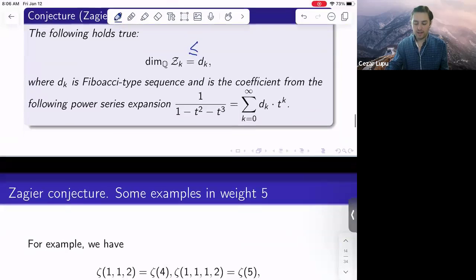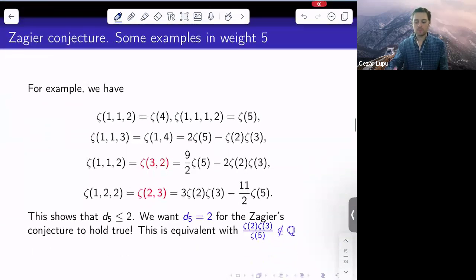So let's look at this Zagier conjecture in weight 5, because this will be very interesting. In weight 5, we have the following values. Triple zeta of 1, 1, 2 is zeta of 4. We can also express zeta of 5 in terms of the quadruple zeta of 1, 1, 1, 2, and so on, and all the others. All these values can be expressed in terms of zeta of 2, 3 and zeta of 3, 2.